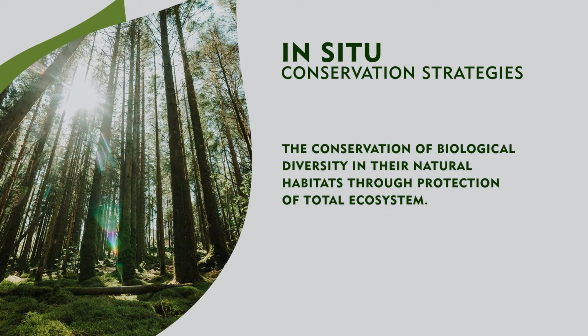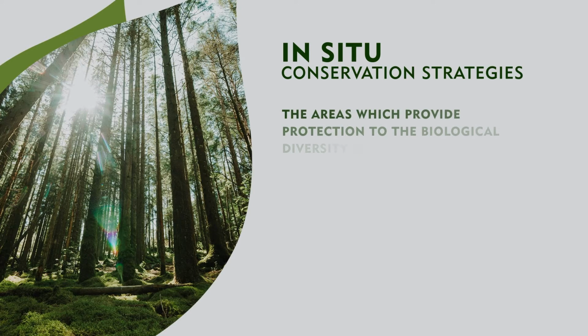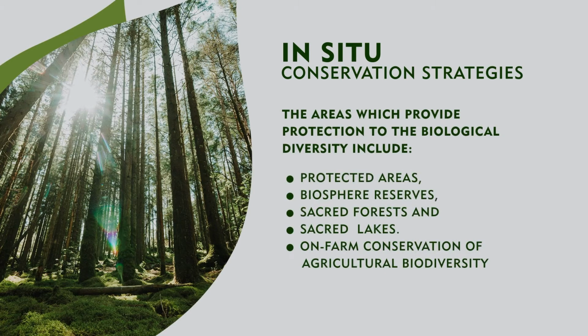So when you talk about in situ conservation, it refers to the conservation of biological diversity in their natural habitats through the protection of the total ecosystem. The areas which provide protection to biological diversity in their natural habitat can be categorized as protected areas, biosphere reserves, sacred forests, and sacred lakes, and one for conservation of agricultural biodiversity, in the case of human managed ecosystems or human managed biodiversity.